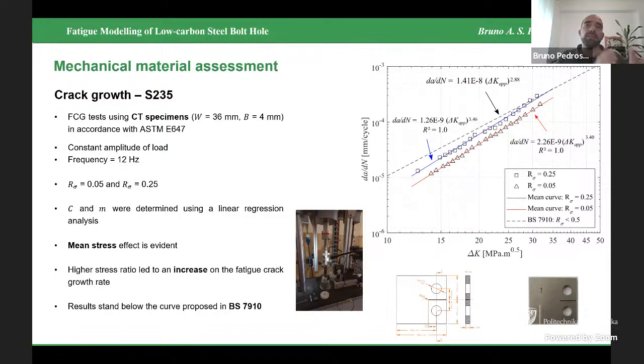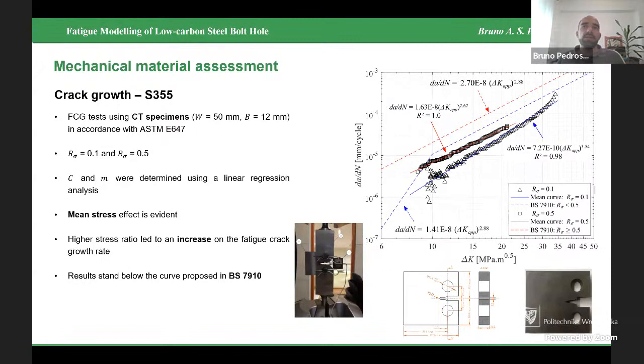So the mechanical material assessment was completed with fatigue crack growth tests. In this slide, I present the results for fatigue crack growth on S235 CT specimens. The tests were conducted under constant amplitude of load and 12 Hz frequency. Two stress ratio values were tested, 0.05 and 0.25, and C and M constants were defined. The mean stress effect was evident since fatigue crack growth rates were higher for higher stress ratio, and all results stand below the design curve proposed in the British standard.